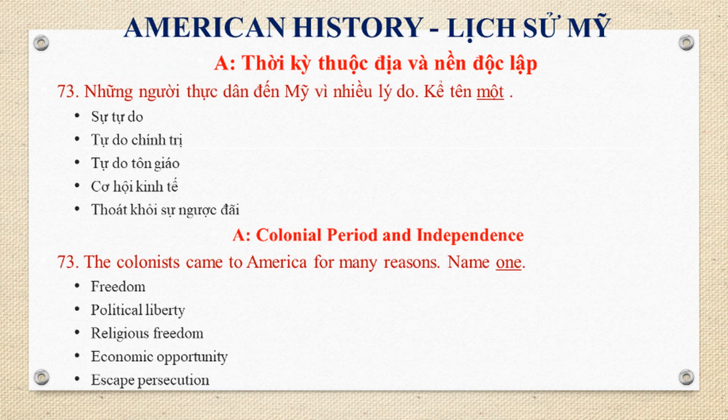American history. Colonial period and independence. 73. The colonists came to America for many reasons. Name one. Freedom. Political liberty. Religious freedom. Economic opportunity. Escape persecution.